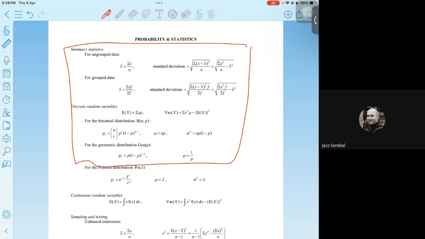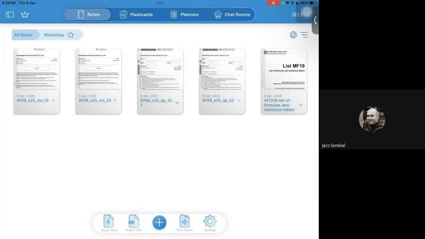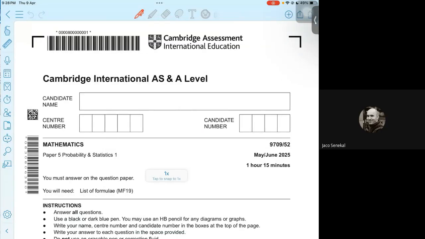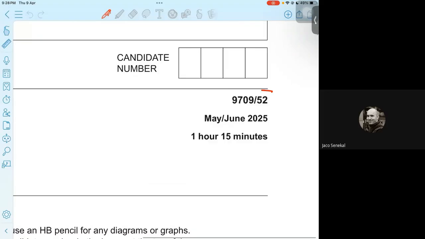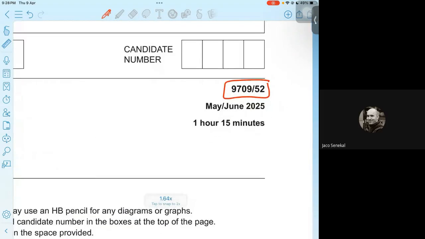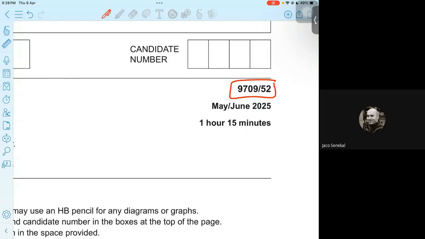So yeah, with that being said, let's start off with the question paper. We'll be doing the same thing. We'll be doing paper 5-2 of last year. So you'll be sitting for MJ 2652, if I'm not wrong.